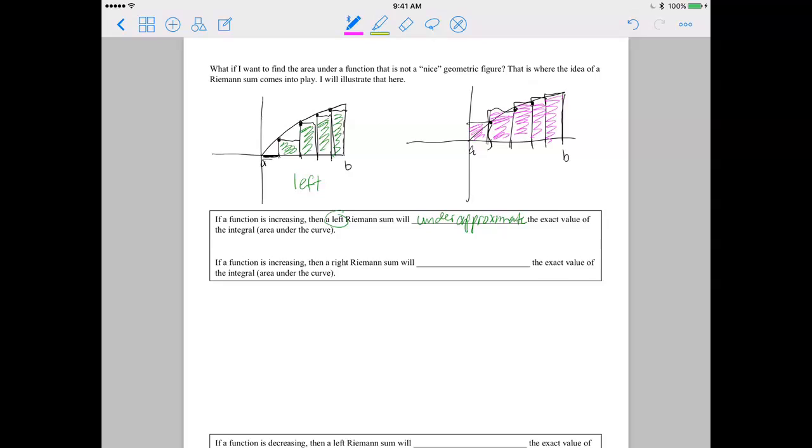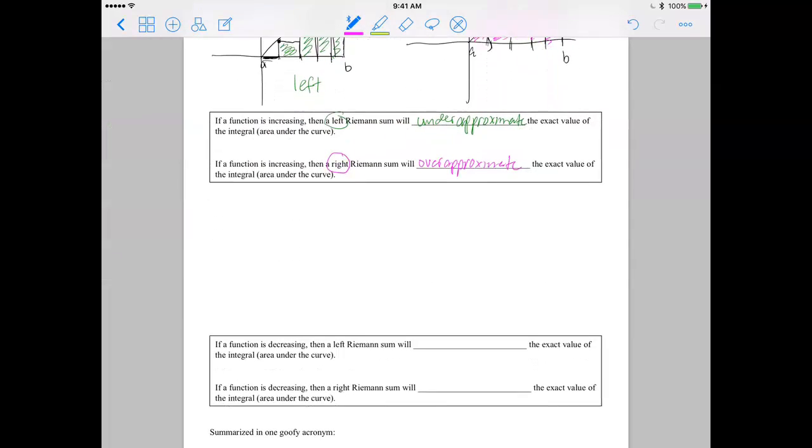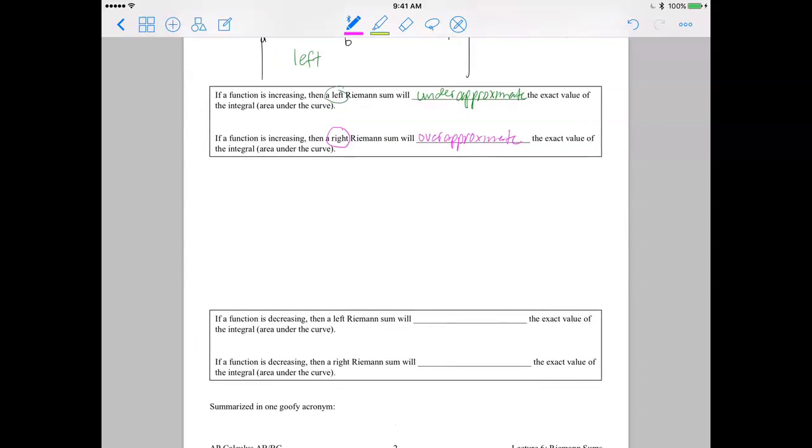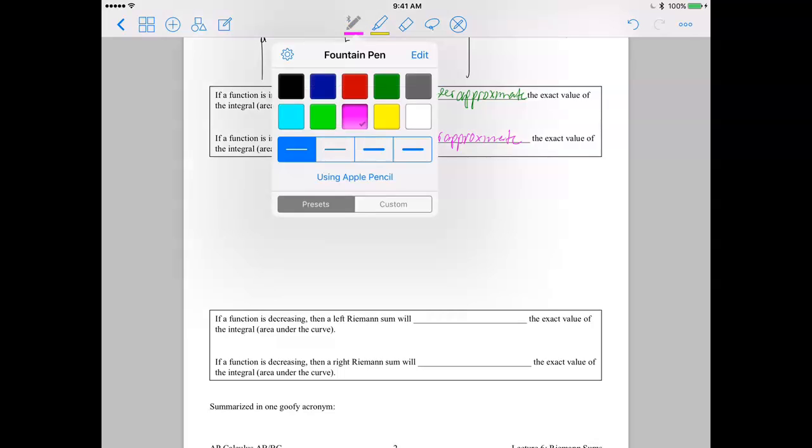Okay, so what that means is that if a function is increasing, and notice that both of these functions were increasing in my picture, then a right Riemann sum will over approximate the exact value of the integral or the area under the curve. Okay, well, what if the function is decreasing? Do you think it's going to be the same? Okay, well, if you answered no, then you're correct.